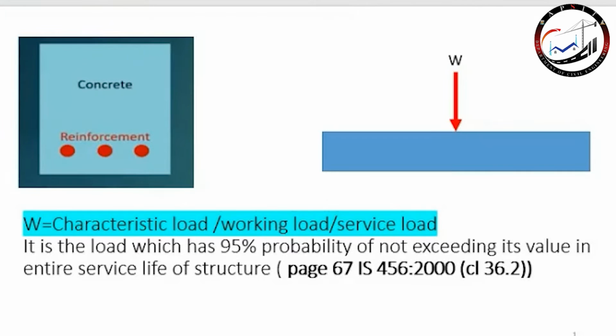Now what are these safety and serviceability conditions? These two conditions are important for us as a designer. Safety means you need to see that the structure is safe for whatever load it is designed, and it is not going to undergo collapse. The structure is not going to undergo collapse. That is the safety.